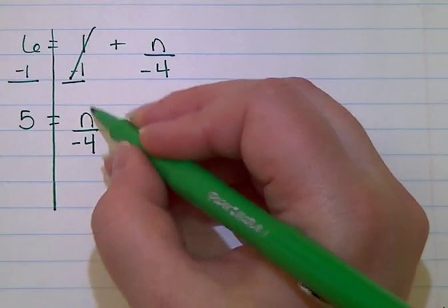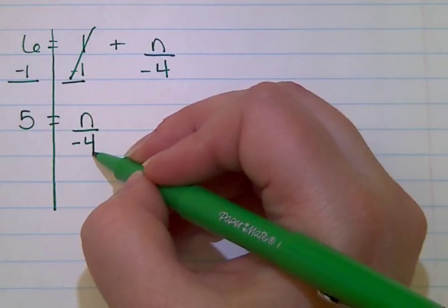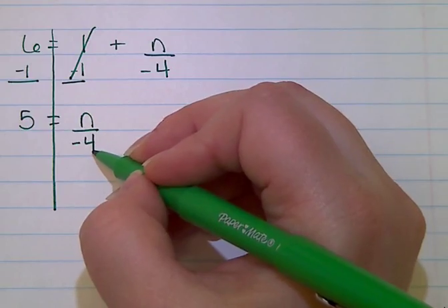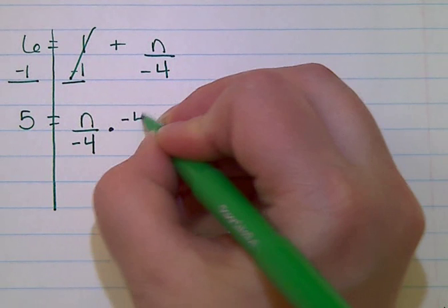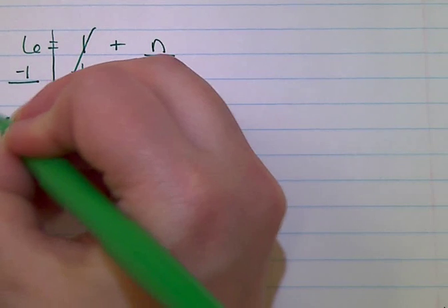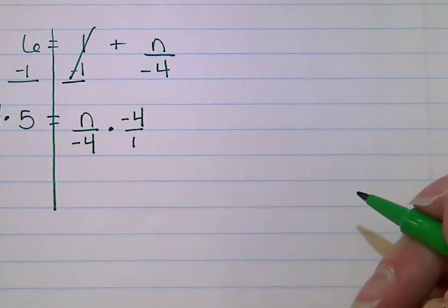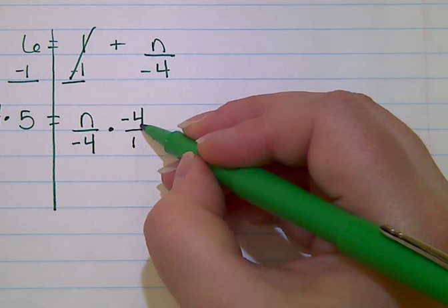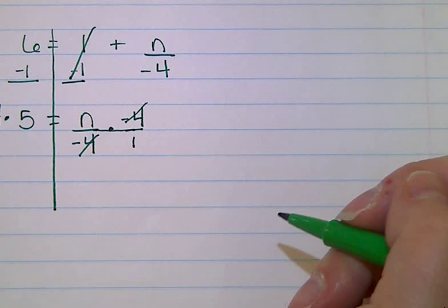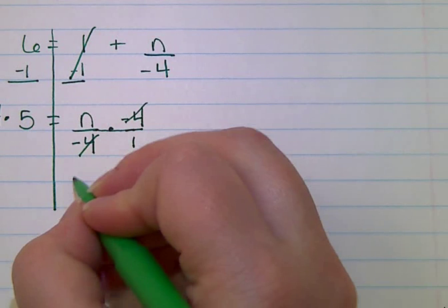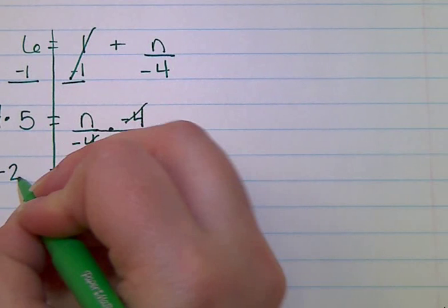And we ask ourselves, this is a fraction. What is the -4 doing with the n? And it is dividing. So the opposite of divide is multiply. So I am going to multiply both sides by that -4. And remember, this is the same as -4 over 1, so you can clearly see the -4 is on the top. So I can cancel those. They divide out to a 1, leaving me with just the n. And -4 times 5 is -20.